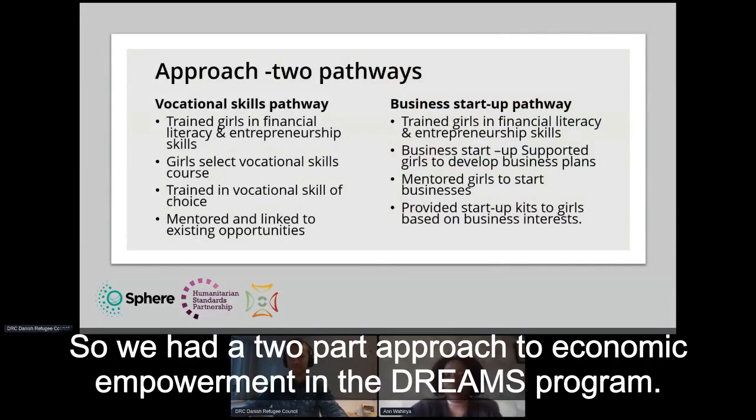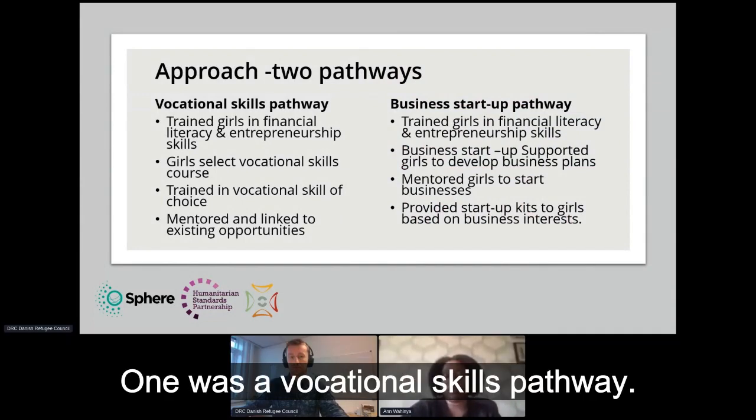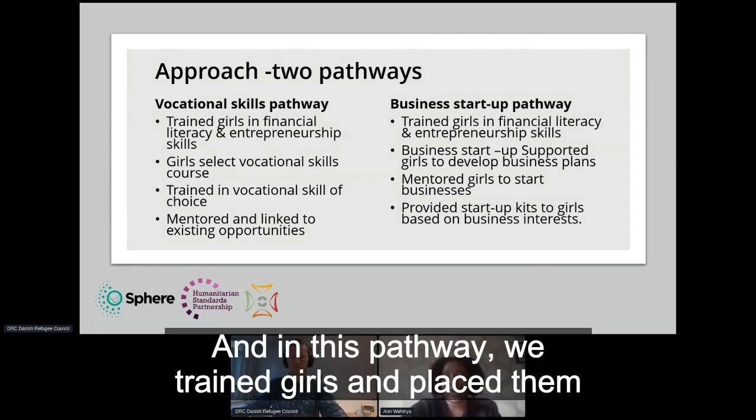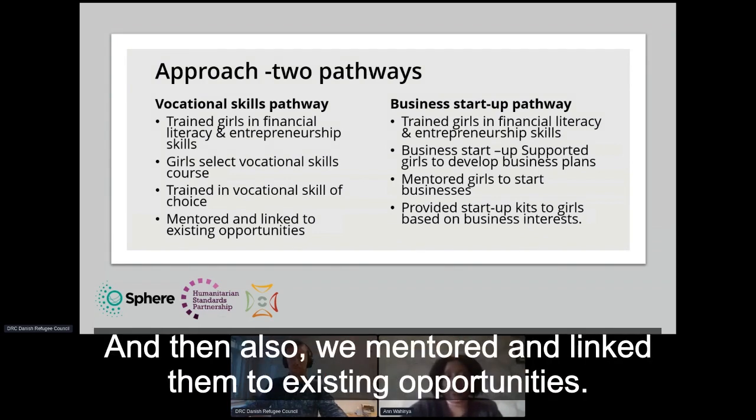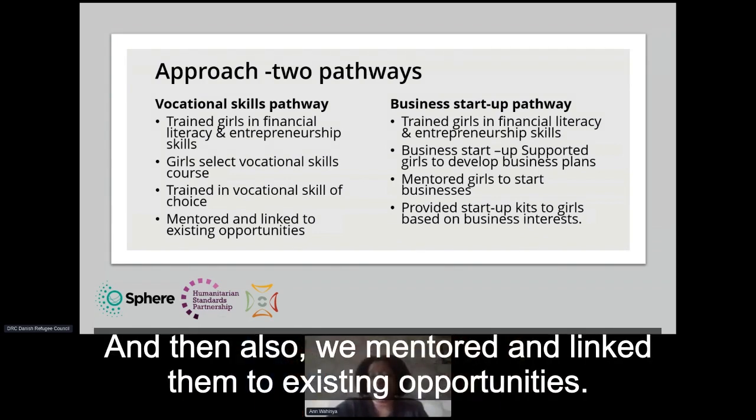So we had a two-path approach to economic empowerment in the DREAMS program. One was a vocational skills pathway. In this pathway, we trained girls and placed them in vocational training courses of their choice. And then also we mentored and linked them to existing opportunities.